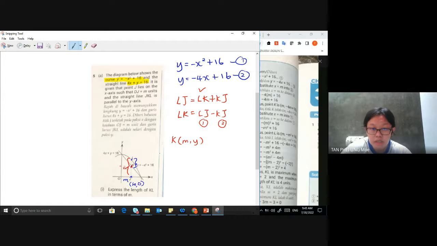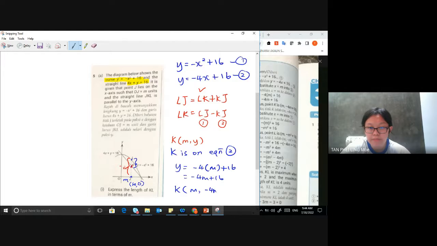Okay, so K is on equation 2, isn't it? So I can put down that my Y is equal to negative 4M plus 16. Do you agree? Okay, so now I have my negative 4M plus 16. That is my K. So now I can happily declare that my K is (M, negative 4M plus 16). Agree? So this is my coordinate for my K.